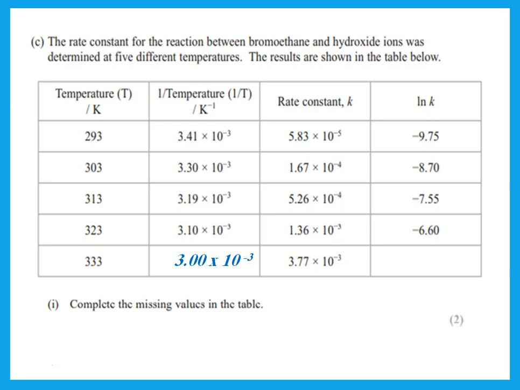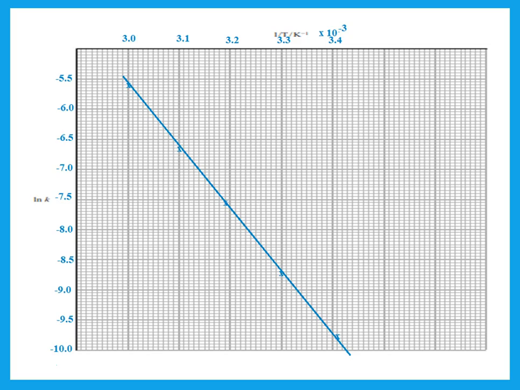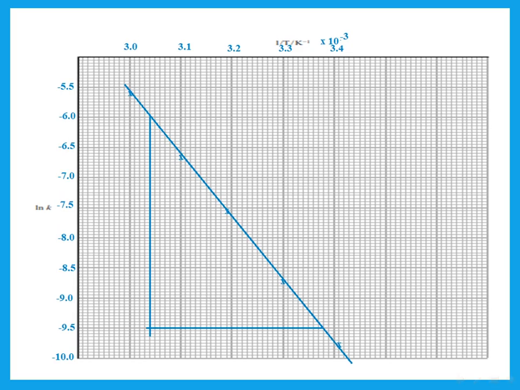What would be the ln of K? ln, of course, is natural log. You get it directly from the calculator. This comes out to be this number. Then he says I need to draw a graph. So if I plot the points that he gave me in that table, this is what it looks like.